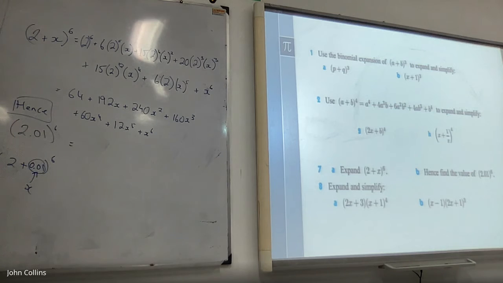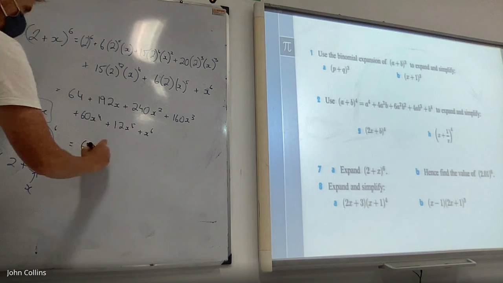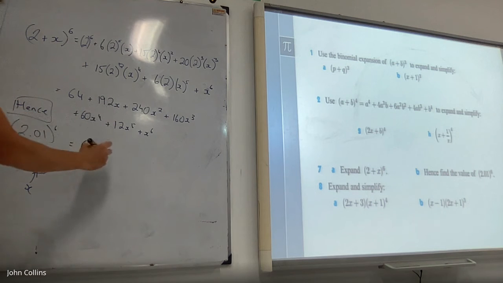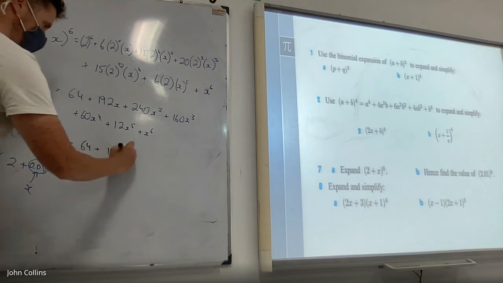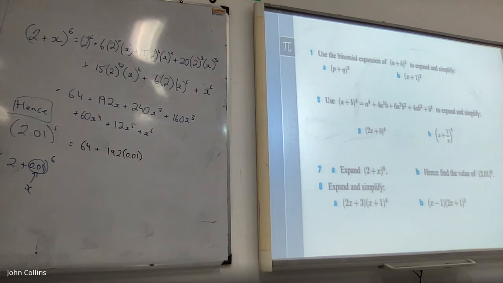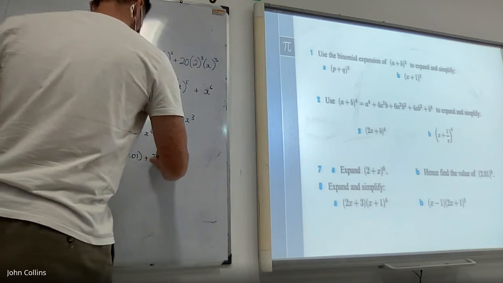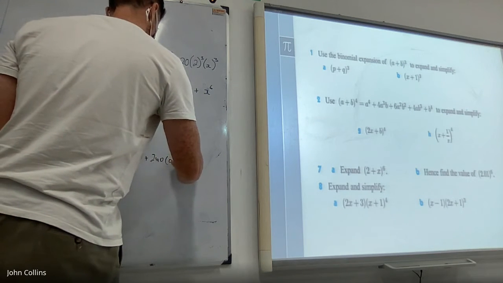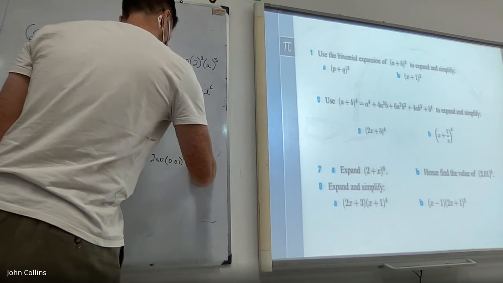I've seen these given as non-calculator questions, by the way. Oh, really? Yes. 64 plus 192 times 0.01. Now, 0.01 is quite nice because it's just a 100th, isn't it? Which means dividing by 100, which is easy to do.